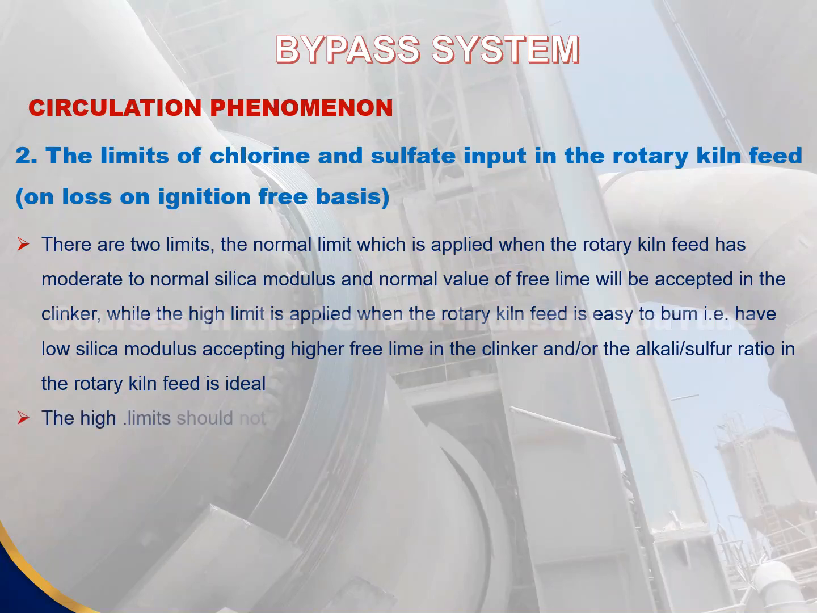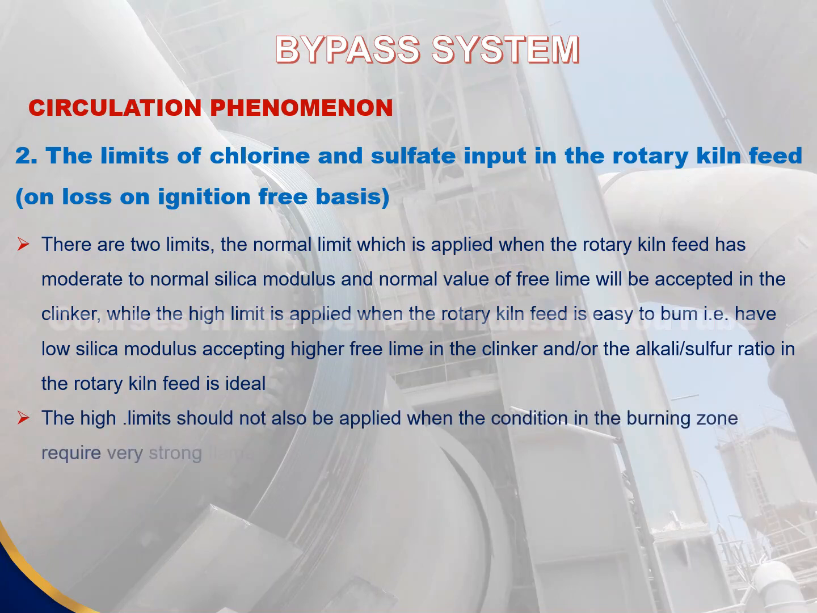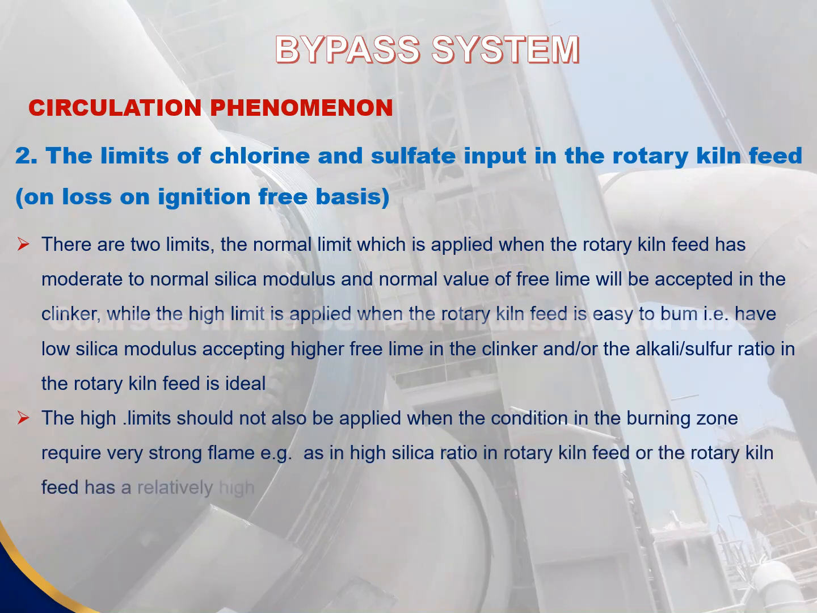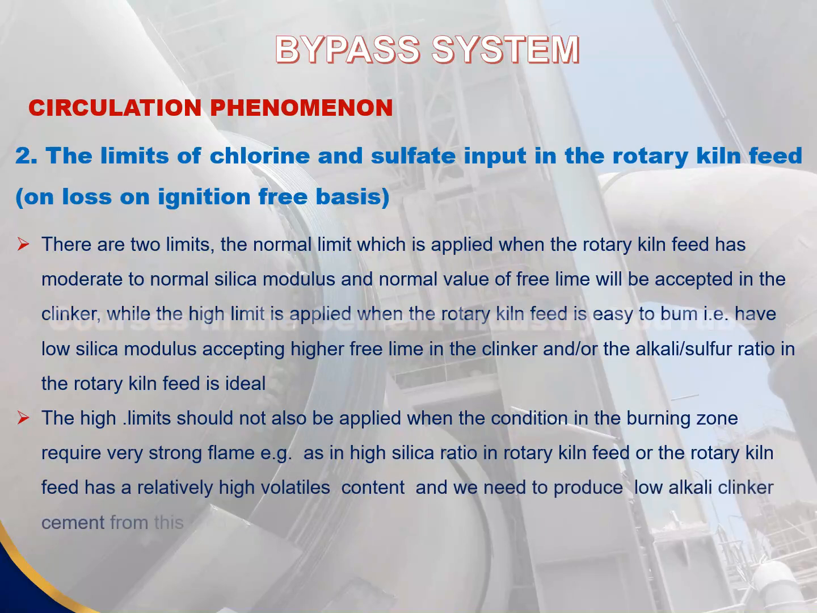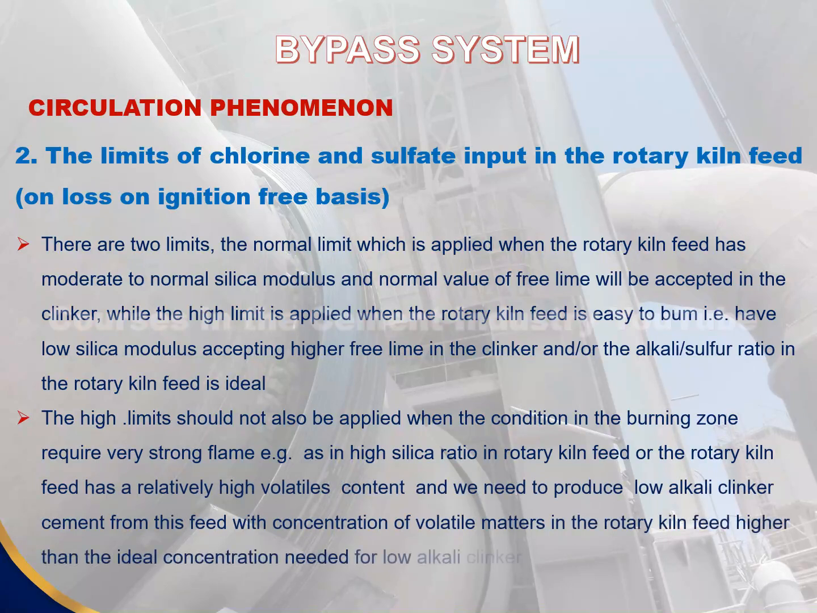The high limits should also not be applied when the conditions in the burning zone require a very strong flame, as in high silica ratio in the rotary kiln feed, or when the rotary kiln feed has a relatively high volatiles content, and we need to produce low alkali clinker cement from this feed with concentration of volatile matters in the rotary kiln feed higher than the ideal concentration needed for low alkali clinker.